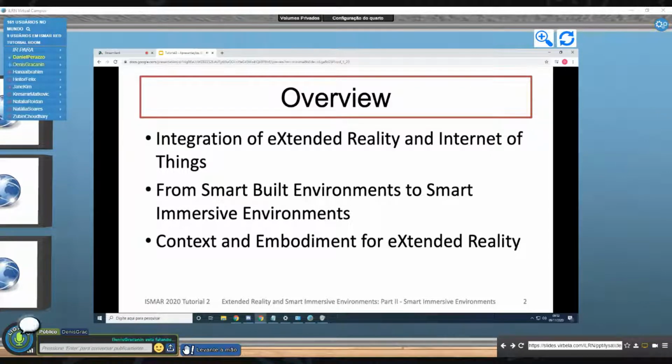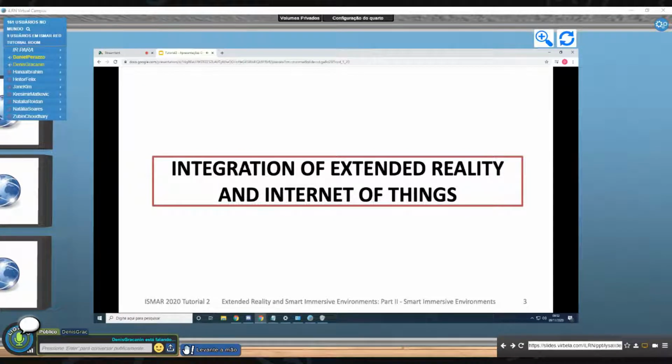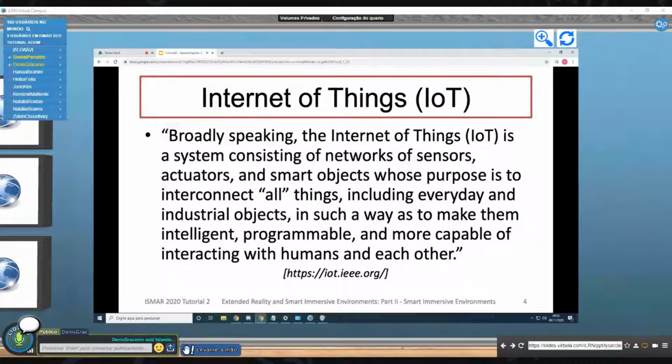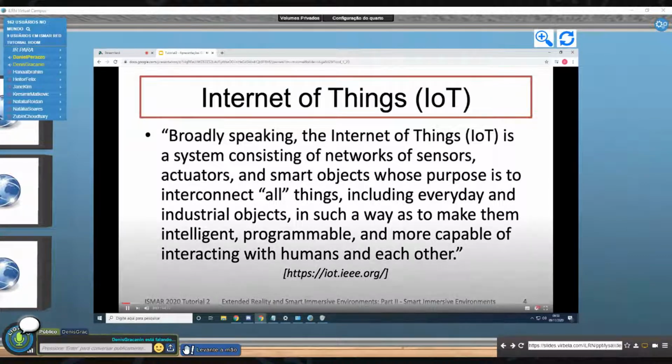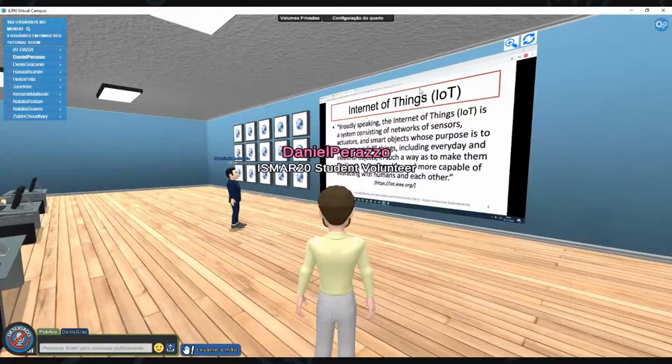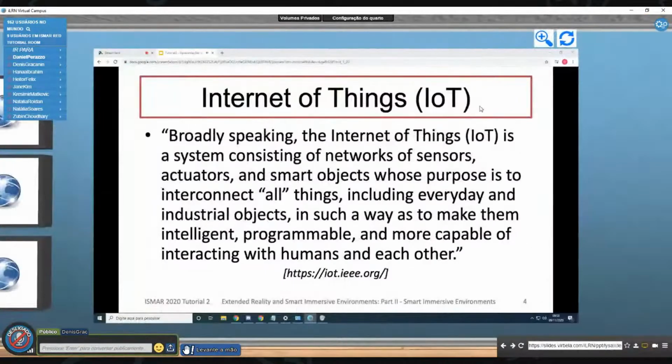So let's first talk about the integration of extended reality and Internet of Things. To do that, let's provide a more formal definition of Internet of Things. Broadly speaking, the Internet of Things is a system consisting of networks of sensors, actuators, and smart objects whose purpose is to interconnect all things, including everyday and industrial objects, in such a way as to make them intelligent, programmable, and more capable of interacting with humans and each other.